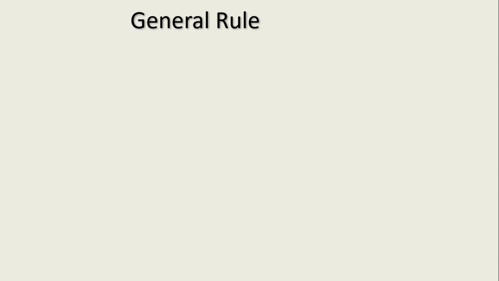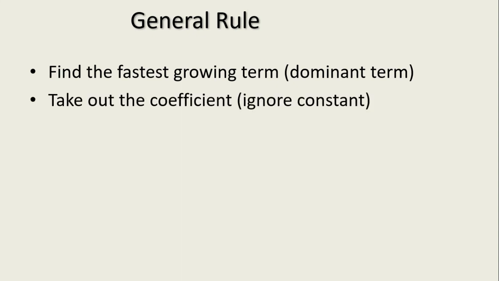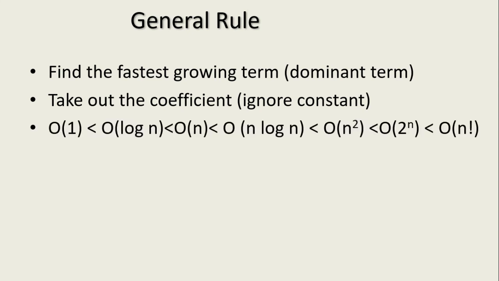Let's see the general rule for time complexity. The first one is to find the fastest growing term or dominant term, and then take out the coefficient or ignore the constant. And then the last one is to order the time complexity from smallest to biggest.